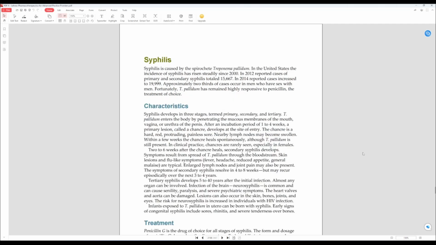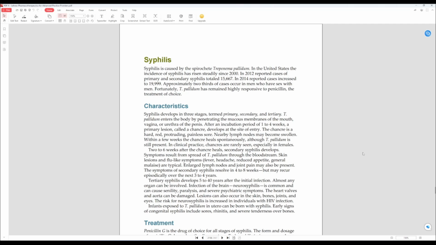Which now brings us to syphilis. Syphilis is caused by the spirochete Treponema pallidum. In the US, the incidence of syphilis has risen steadily since the year 2000. In 2012, reported cases of primary and secondary syphilis totaled 15,667. In 2014, reported cases increased to almost 20,000.